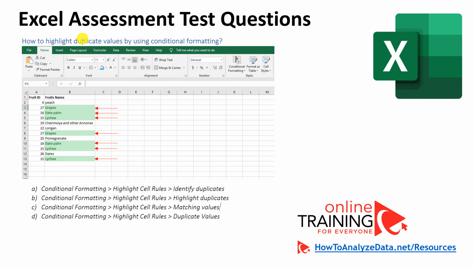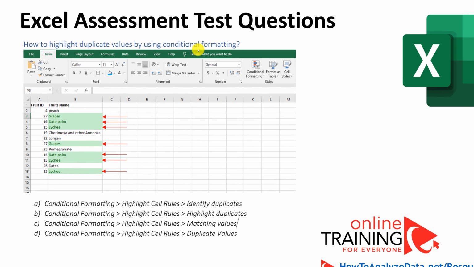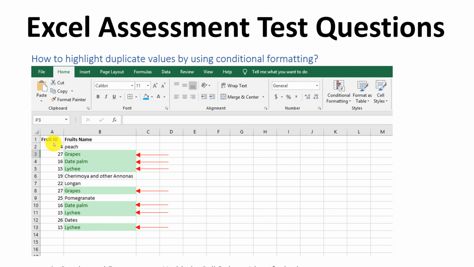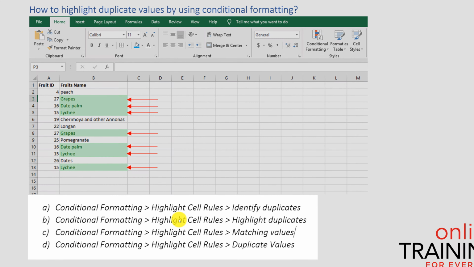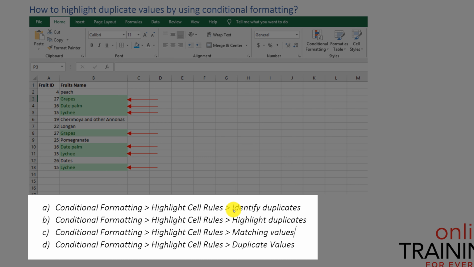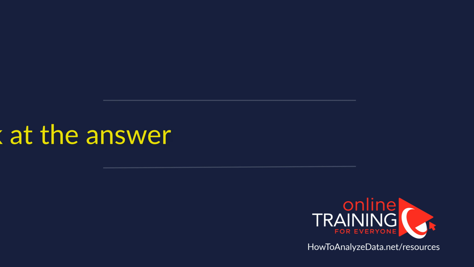Let's look at the question, how to highlight duplicate values by using conditional formatting. What you see on the screen here is the set of values in two columns, fruit ID and then fruit name. And you see in green some of the values that are duplicates. You see grapes that are duplicates, you see lychee, you see date palm as a duplicate, and you need to highlight all of the values. And there are four possible choices. And you have all the choices pretty much the same, but the last part of the selection is different. You have identify duplicates, you have highlight duplicates, matching values, and then you have duplicate values. Seems like a technicality, but these are the types of questions that you get on the test. So what do you think is the right answer?